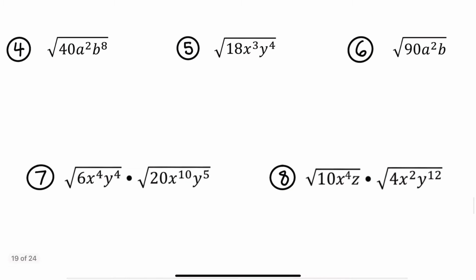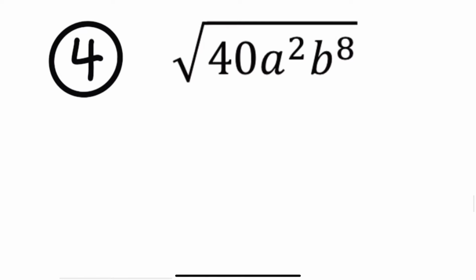And the way we're going to simplify these is just by breaking it up into pieces. By pieces, I mean we have a number here, we have a variable, and then we have a second variable. So to do this in pieces, we are just going to do one part at a time. So I'm going to simplify the 40 first, then I'm going to simplify the a squared, and then I'm going to simplify the b squared.